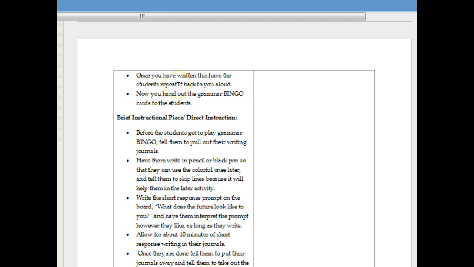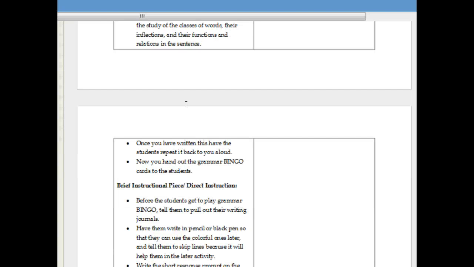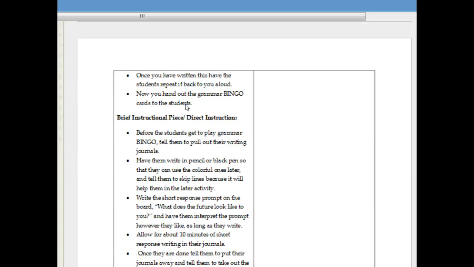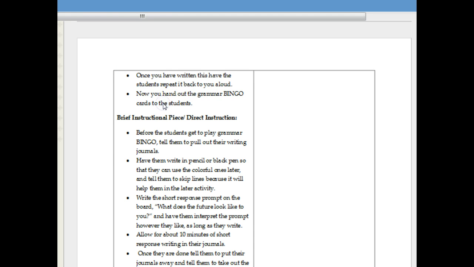Once you've written on the board, have the students repeat it back out loud to you. Hey, by the way, if you're going to cite a definition of grammar, go ahead and cite it. Go ahead and tell the students, right? It's not me making this up. Like, this is the definition for grammar from the Oxford English Dictionary or your textbook or something like that, okay? You're gonna need a transition here. Once you've written it and had them repeat it back, hand out grammar bingo cards, right?